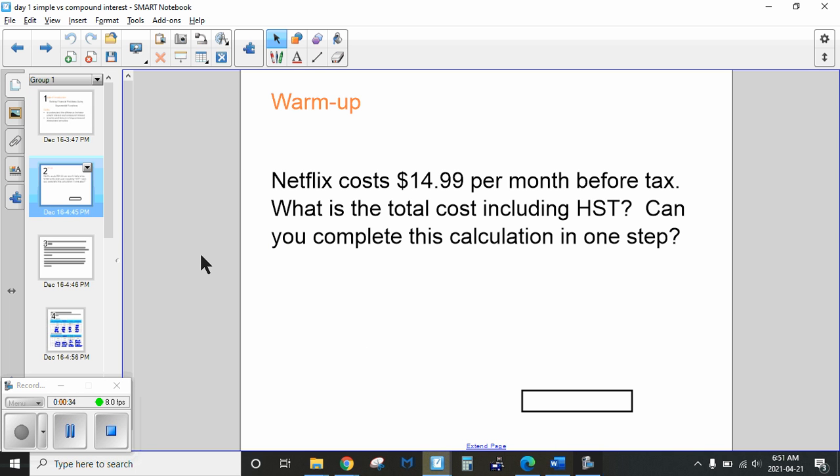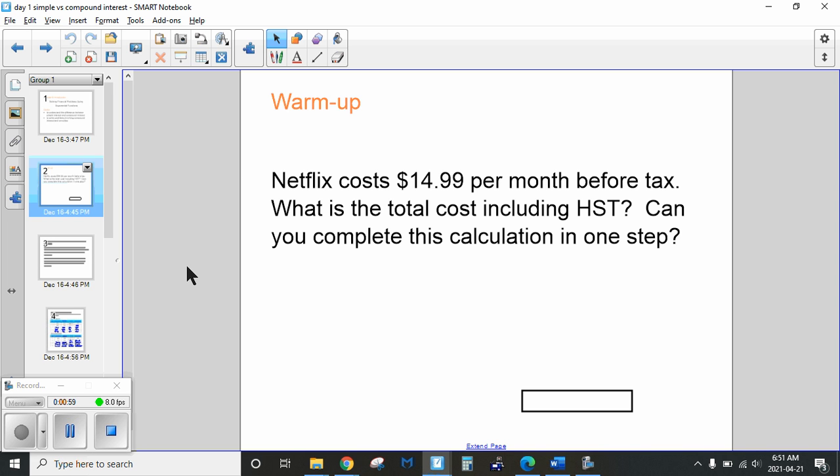This is a warm-up. I welcome you to pause and try just to get your head in money mode. This isn't part of the actual lesson, just some get thinking stuff. So Netflix costs $14.99 per month before tax. What is the total cost including HST? Can you complete this calculation in just one step?